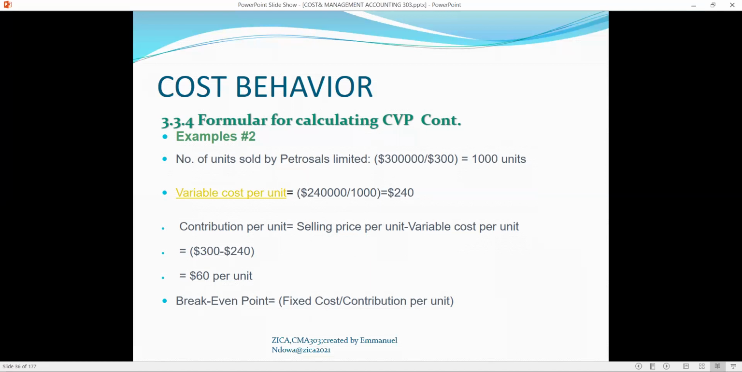Are we clear on that? Everyone is clear on that? We are saying in order to get the contribution per unit in line with our formula, we have to say the selling price per unit minus the variable cost per unit. Can I get your indications before we proceed? How we got the $60 per unit? Are we clear on that?